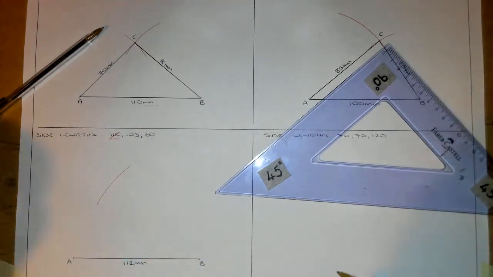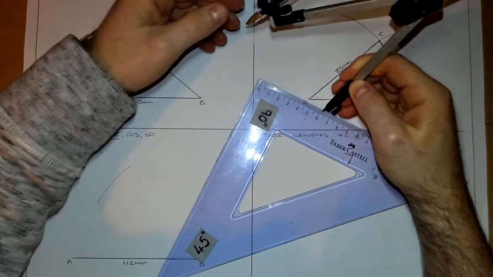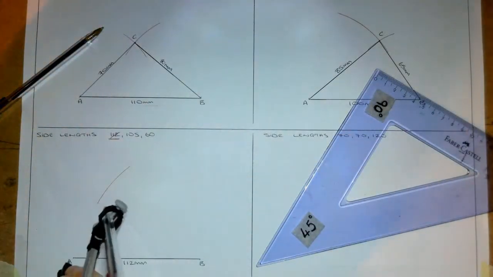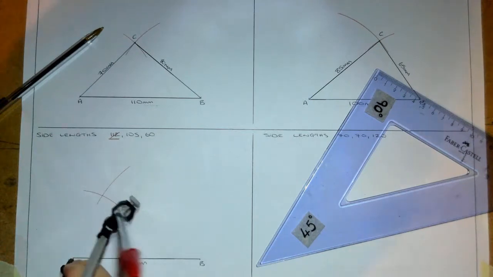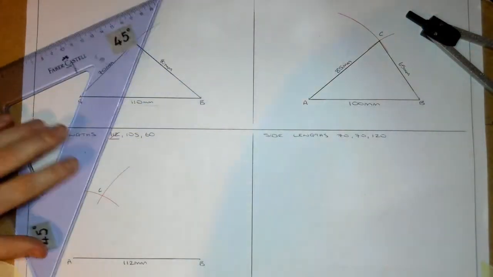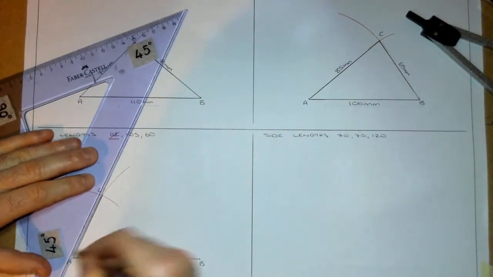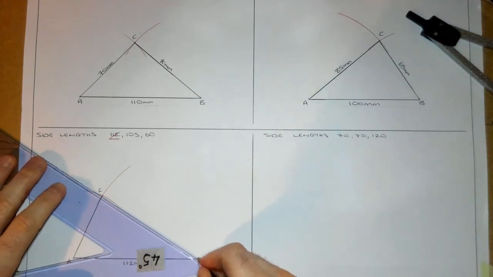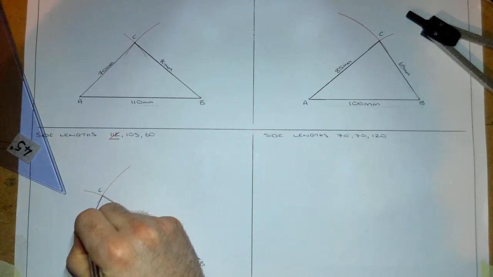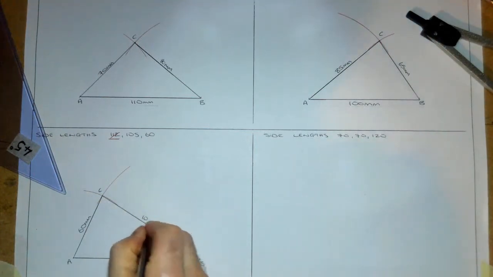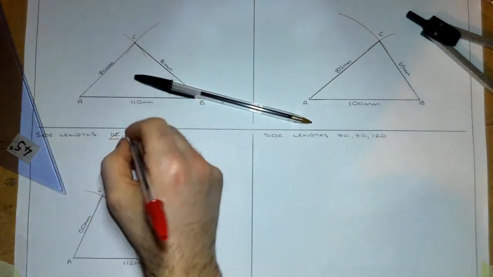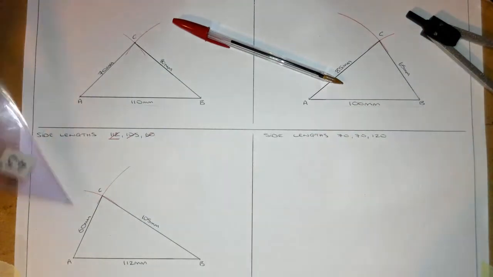And now the other one I have is 60. So set 60 on my compass, and this time from A. Where the two arcs cross each other, that is the top point of my triangle, C, ABC. Connect that up and connect that up. Very simple, okay? 60 millimeters, and then this one was 105. And just take these off, have them done. Okay, that is the third one done there, guys.